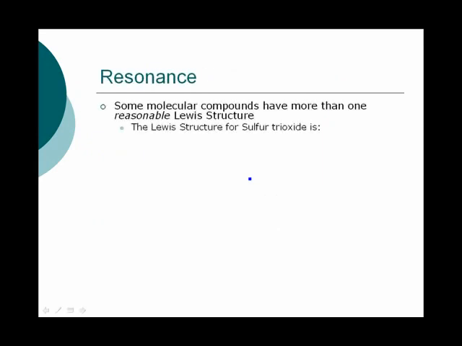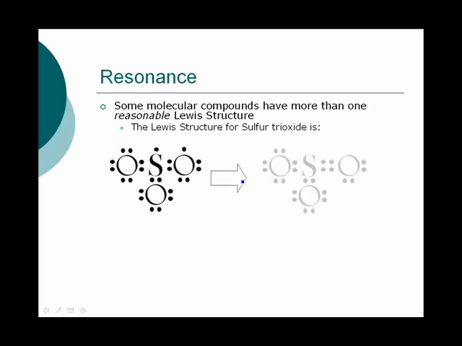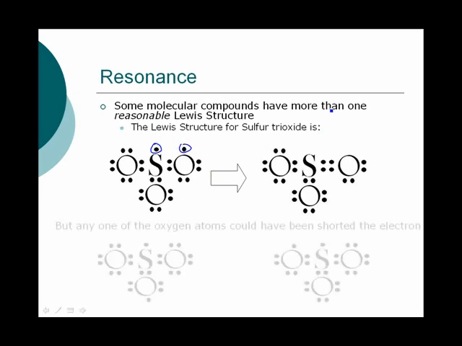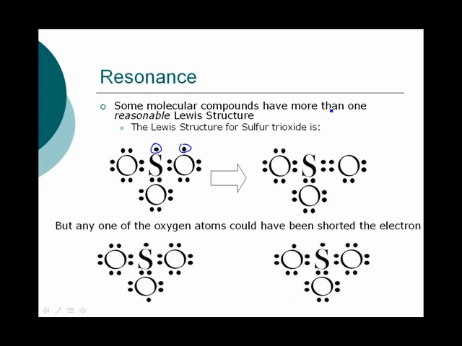So resonance. Some molecules have more than 1 reasonable Lewis structure. If we take a look at sulfur trioxide, sulfur trioxide will look something like this. It has these 2 electrons here that are lonely. They would end up being shared, and there's a sulfur trioxide. I have 1 double bond, but we could have chosen any one of those oxygens to have been deficient.